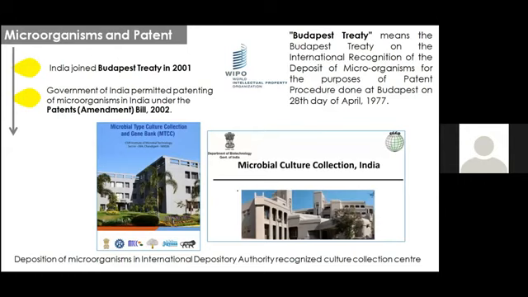And why were these centers made? Because if you remember, a patent involves disclosing all the information available for getting the patent, and for many organisms it is not possible to give all the necessary details. So in that case it is mandatory for any patent concerning a microorganism to be submitted in an IDA approved, international depository authority recognized culture collection center, so that it is given a particular ID and can be accessed at the time of validation.